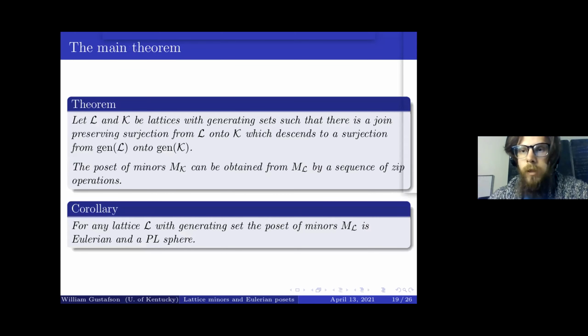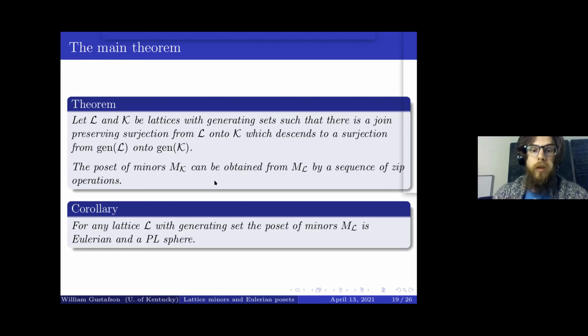Okay, so now I'll give you the statement of this construction here. We start with lattices L and K, so that there's a join preserving surjection from L onto K, and then it also sends the generators of L onto the generators of K. So this is like a join preserving and generating set preserving surjection, you could think. But when we have that, then the statement is that the poset of minors of K can be obtained from the poset of minors of L by a sequence of these zip operations.